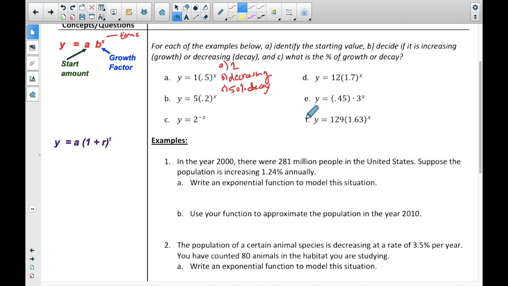We're going to talk a little bit more about that part C as we go along. We're actually going to go over here to letter D, okay? So our starting amount, our increasing or decreasing, and then our decay. See what you can do with that and we'll talk about it.